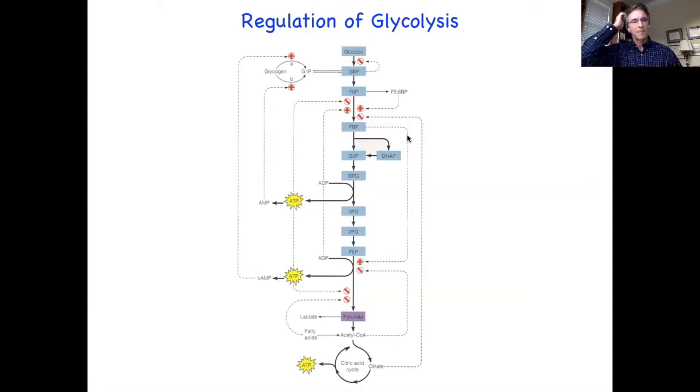Now, at the same time, you have some activators. ADP is a classic allosteric activator of PFK. ADP levels build up, ATP levels are dropping off. These are in opposition, and ADP cranks the enzyme up, just like you'd expect. It's a really powerful allosteric activator of the PFK reaction.